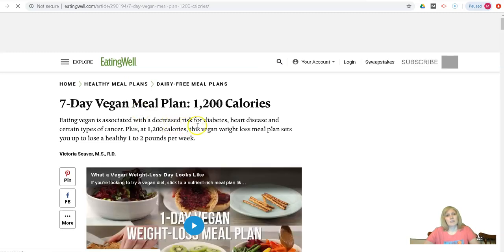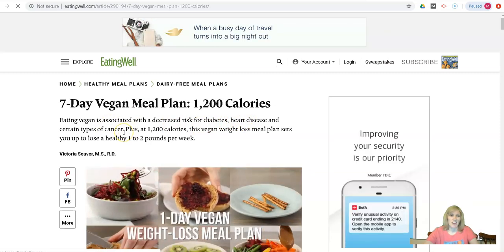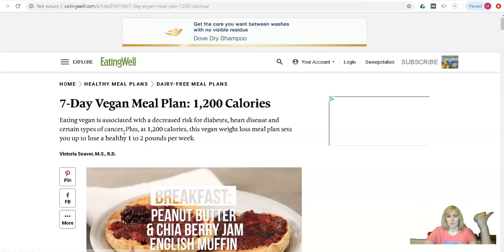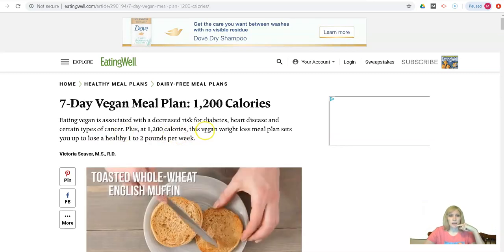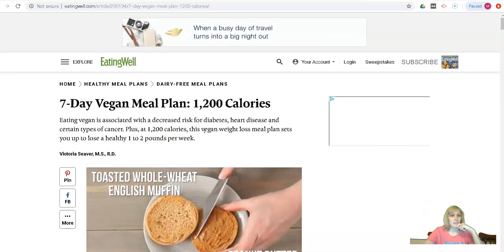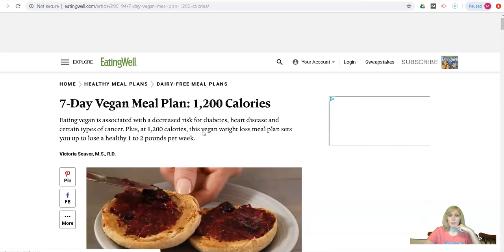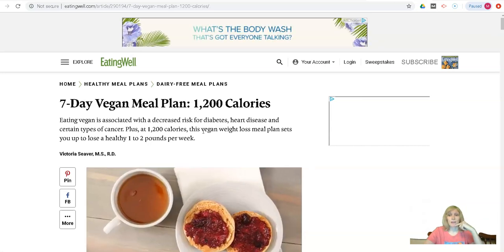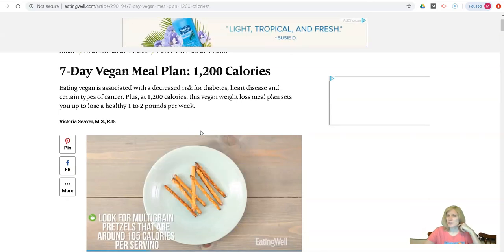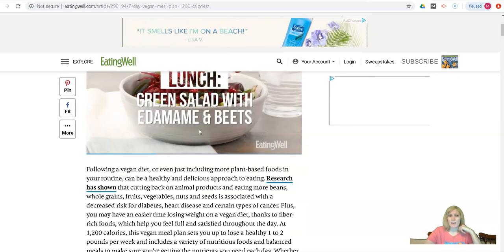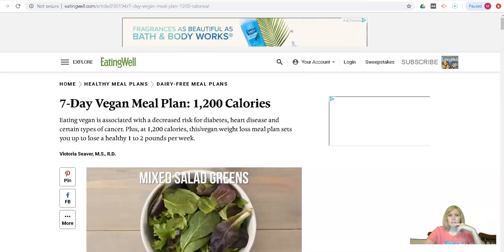Eating vegan is associated with a decreased risk for diabetes, heart disease, and certain types of cancer. Logical appeal, but not really strong. Plus, at 1,200 calories, this vegan weight loss plan sets you up for a healthy 1 to 2 pounds per week. It gives you the benefit right in the intro. Not a super strong appeal. They're not using much conversational language, but it's okay.